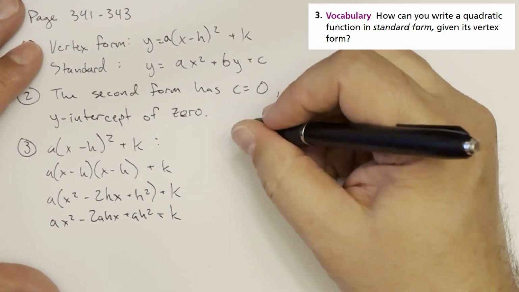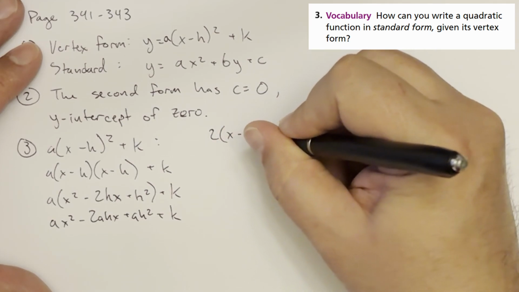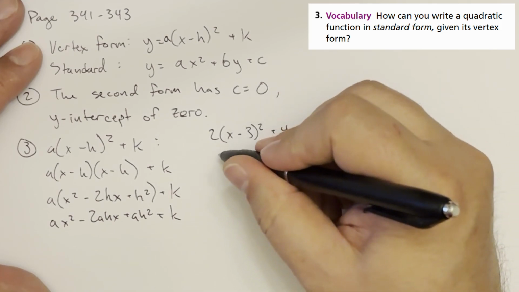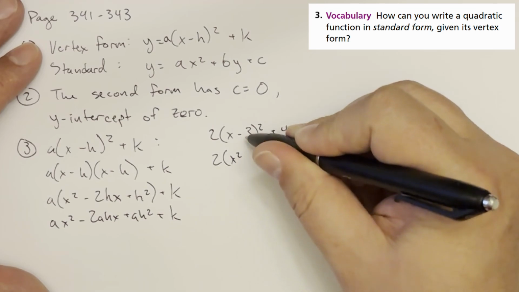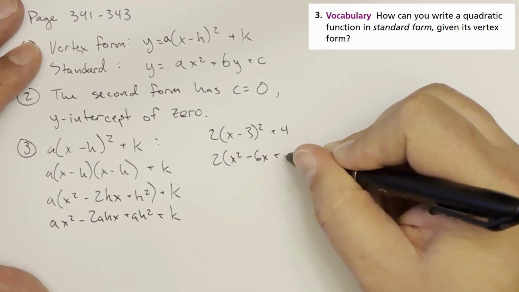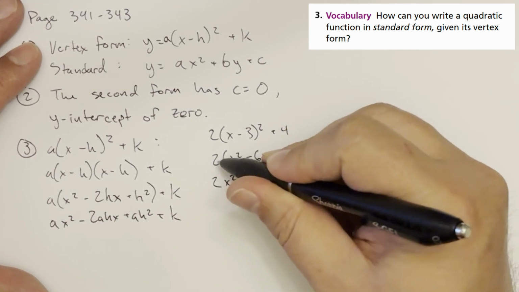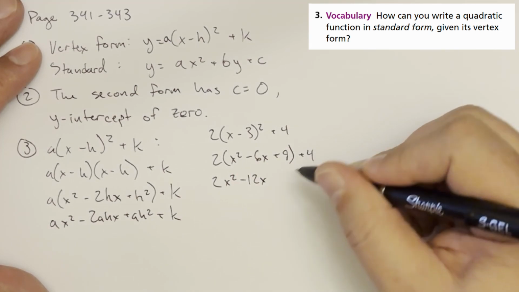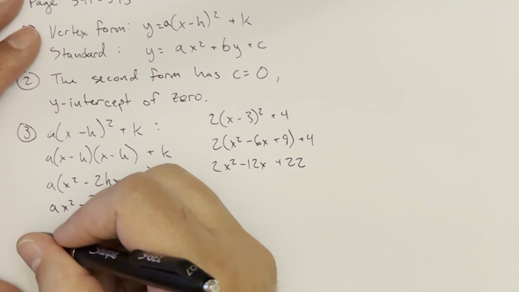That doesn't help so much, so let's go ahead and instead do a concrete example. We'll say a is 2, h is 3, and k is 4. So we multiply this through, we get x squared minus 6x. You basically double the second value and add the x, and then plus 9. And then plus 4, we multiply the 2 through the parentheses, 2x squared minus 12x plus 18, and then add the 4 to the 18, and we get plus 22. I hope that makes sense.